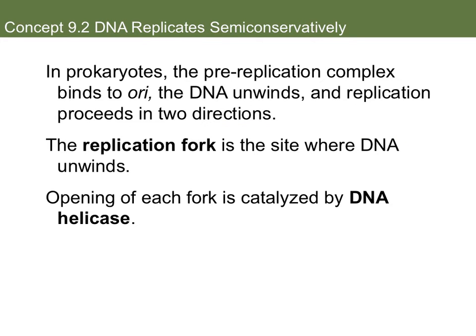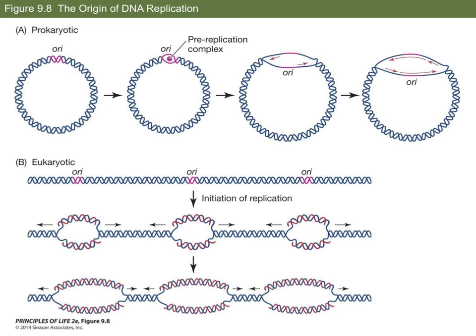In prokaryotes, the pre-replication complex binds to the ORI, the origin of replication. The DNA unwinds and the replication proceeds in two directions. Now, the replication fork is the site where the DNA unwinds, and that's thanks to an enzyme known as helicase. So this diagram is giving you a summary of the difference between how DNA replication proceeds in prokaryotic cells, as you can see here with the circular DNA. You can see the replication bubble here is getting larger and larger as the DNA is being copied.